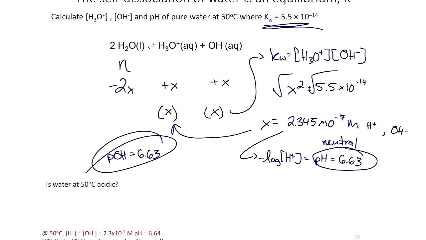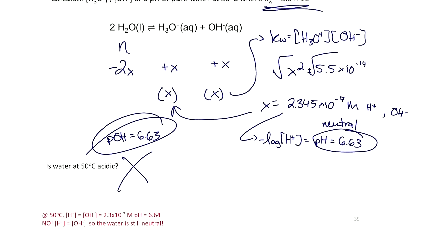So water at 50 degrees is not acidic. Remember, the definition of neutral water is when hydroxide equals H plus concentration. So don't think that boiling water is acidic. It's still pure water. You didn't add anything to it. You didn't add any acid. The only thing that changed was the net amount of hydronium, because the value of KW is changing.